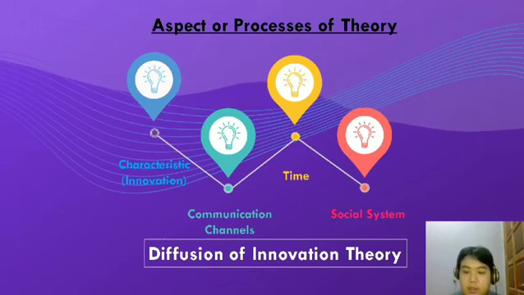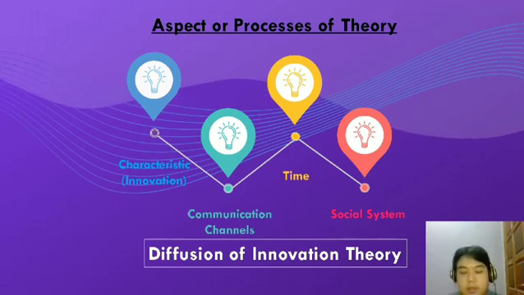For example, Nadira does an innovation, which is that she tries to provide some delivery services and make a difference with fried chicken. For communication channels, Nadira tries to use her media to promote her products, like on WhatsApp and Facebook. In time, as we all know, innovation needs time. And the last one, social system, which is Nadira.